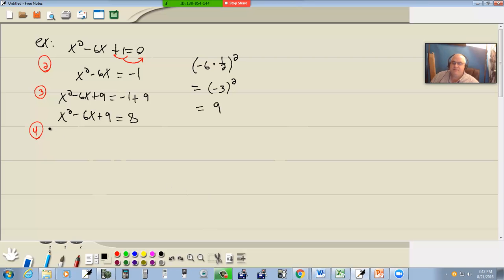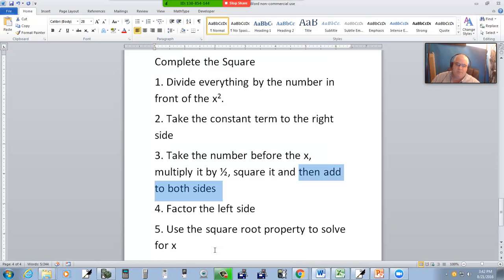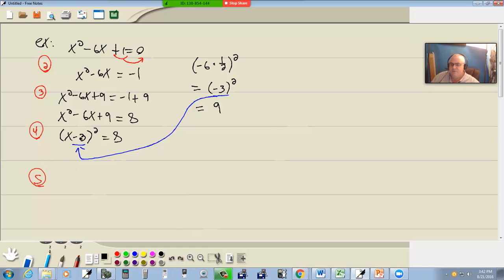Step 4, factor the left side. This factors as x minus 3 squared is equal to 8. There's a little trick for that. Whatever number's right here, sign included, is always what goes right here. So there is no factoring involved at that point. Step 5. Use the square root property to solve for x. So we got something squared equal to something else. We'll drop our squared, and we'll put a plus or minus square root on the other side.